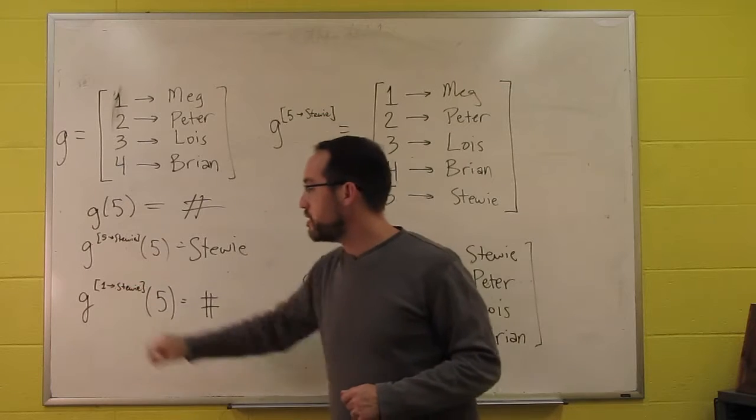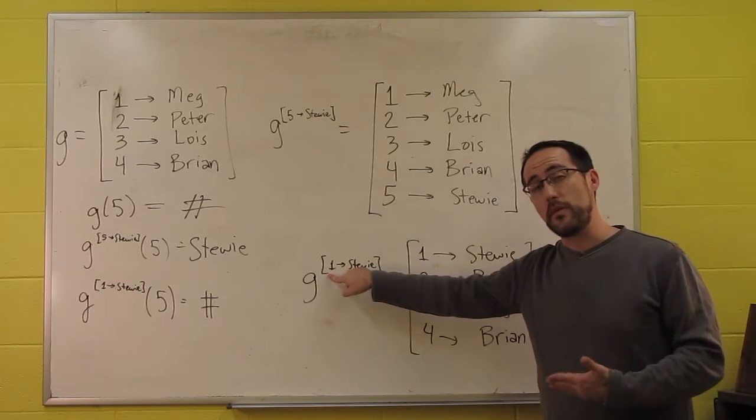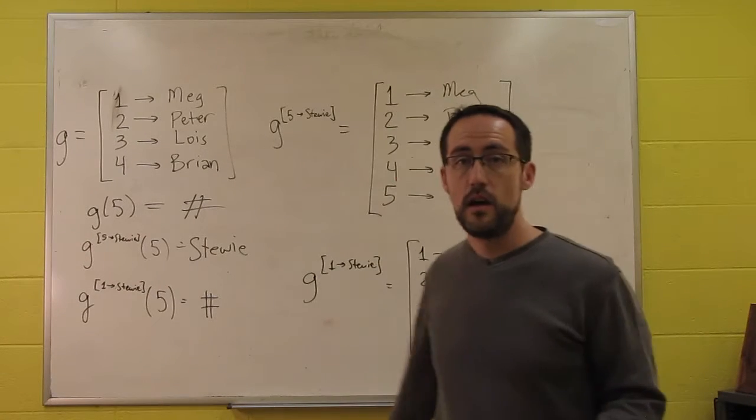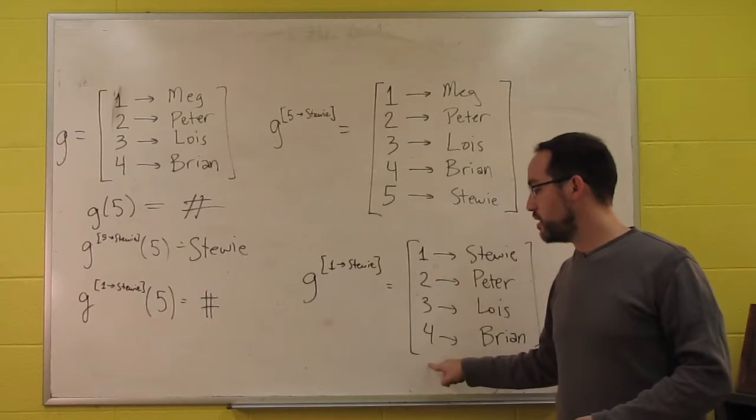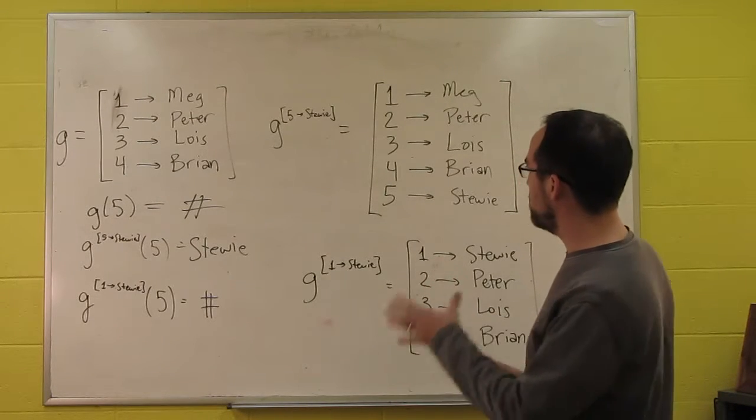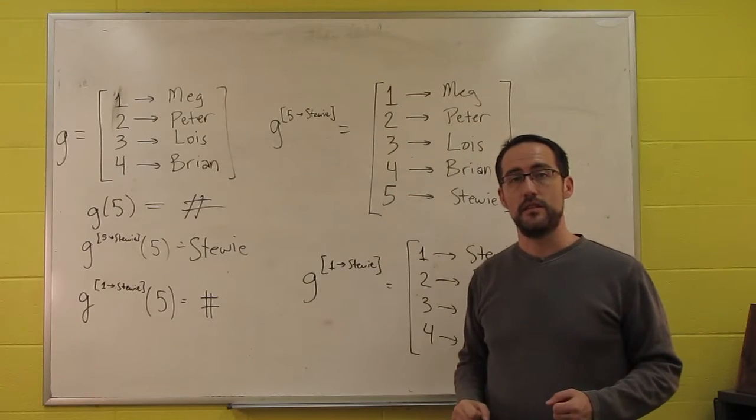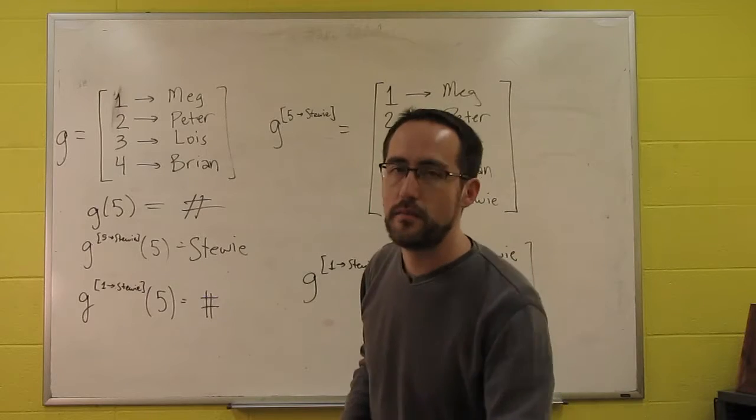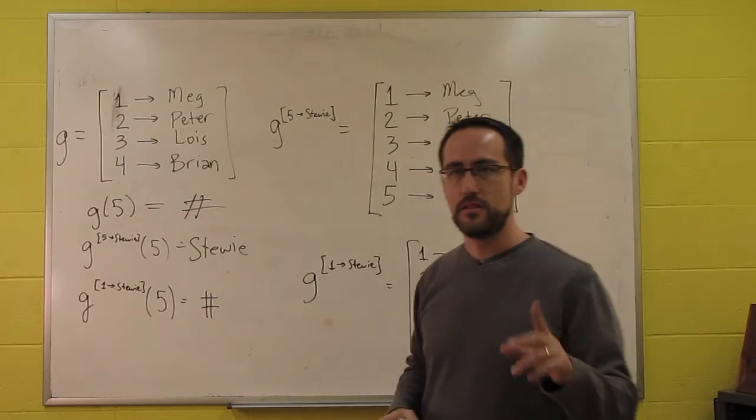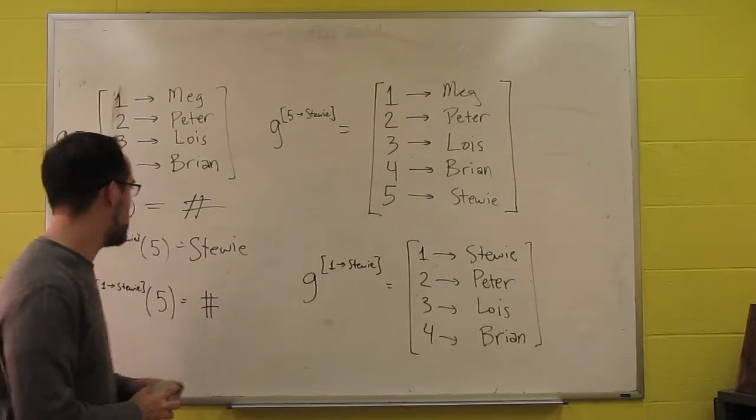Now, on the third one, if we have G modified so that 1 maps to Stewie and we plug in 5, that's also going to mean nothing because we haven't modified this assignment to put 5 in its domain. So in that case, we get distinct results depending on how we've modified the assignment. Now we can modify the assignment, we can change what we plug in, and we can get different results as well. So watch what happens if we plug in 1 instead of 5.